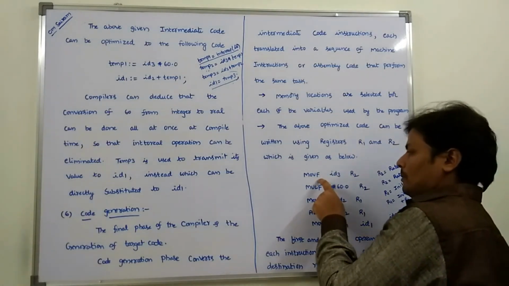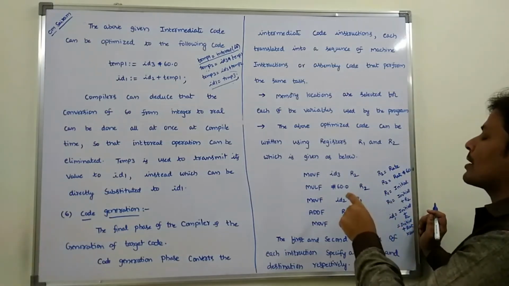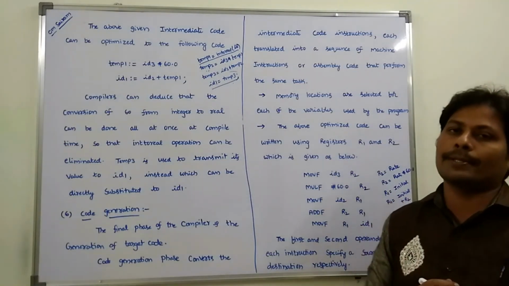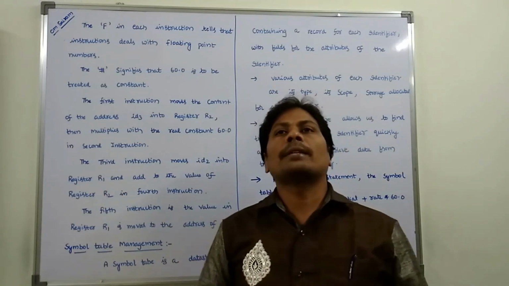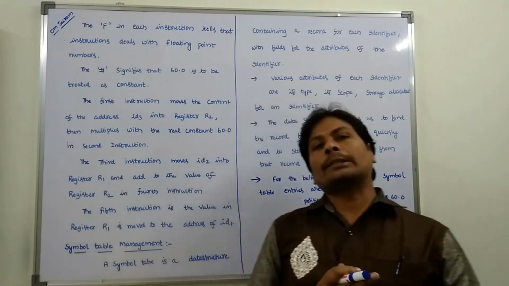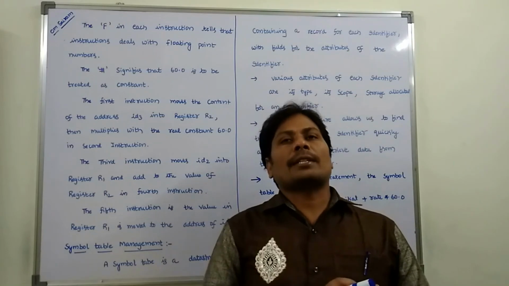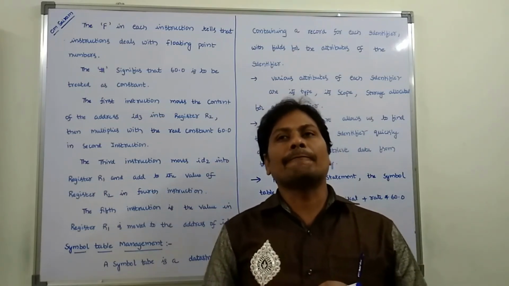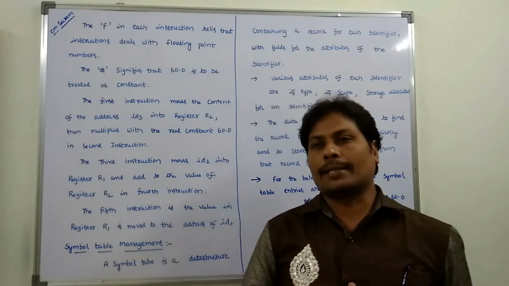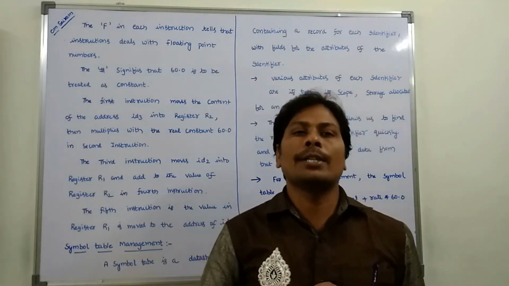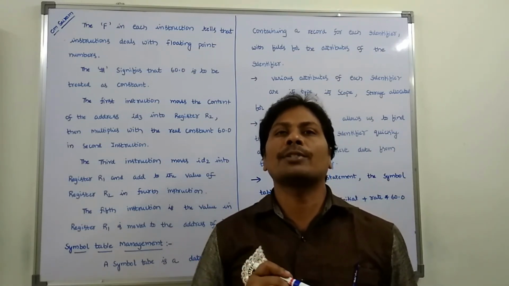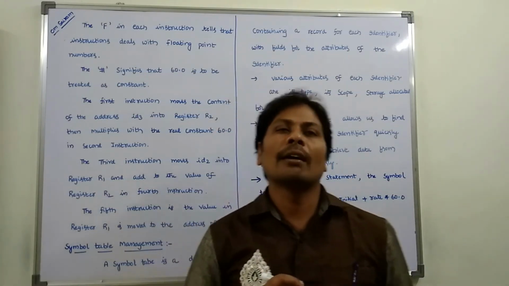Here F means each and every instruction deals with floating point instructions. In the above target code, each and every instruction contains F. F deals with floating point numbers. Next, #60.0 represents the constant. If the symbol # is before 60.0, then it is treated as a constant.